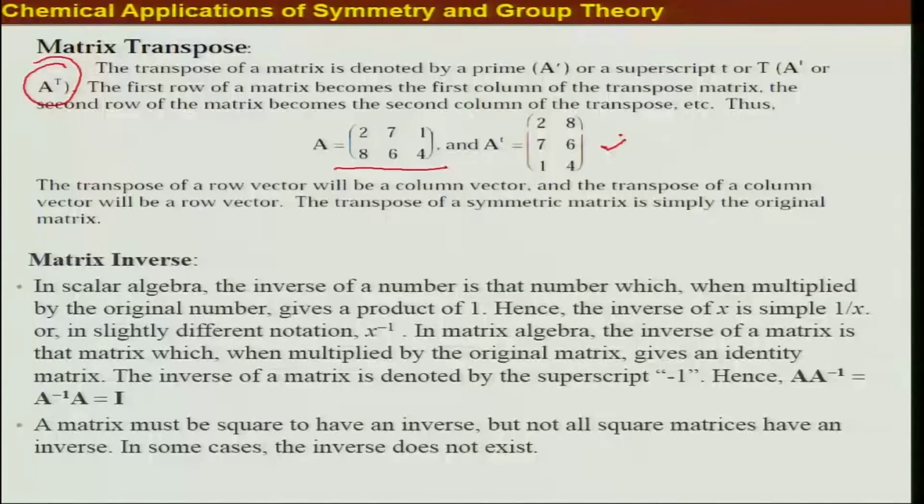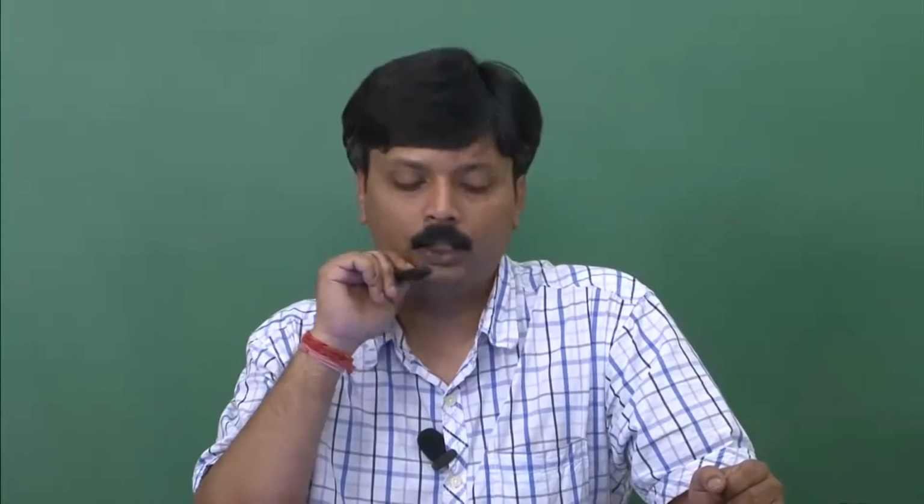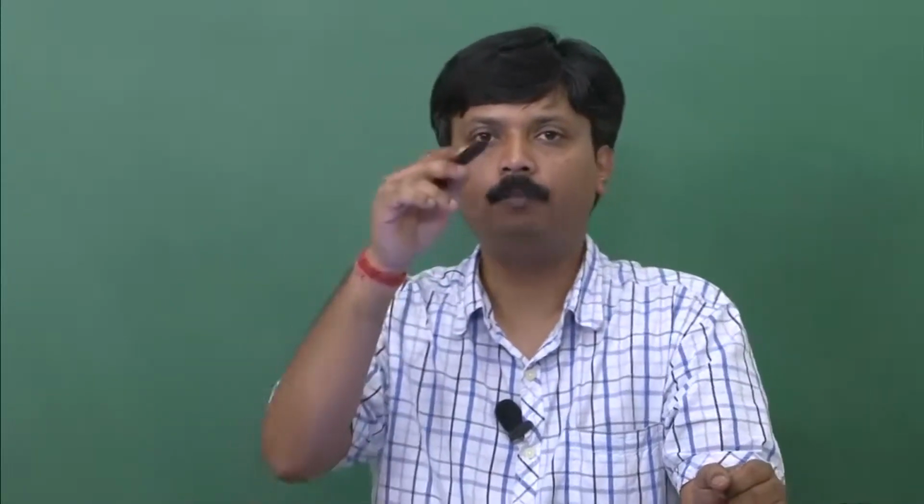Okay. So the transpose of a row vector will be a column vector, obviously, and the transpose of a column vector will be a row vector. The transpose of a symmetric matrix is simply the original matrix. In a symmetric matrix, we found that any Rij equals Rji, where Rij and Rji are elements of the matrix. So in that case, if you just take the transpose, you are not going to get something new. For a symmetric matrix, the transpose will return the same matrix.